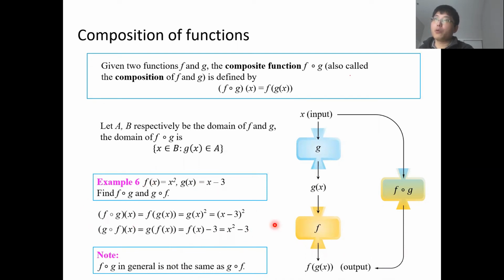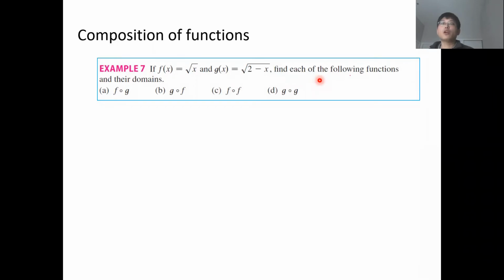Please make sure you follow these rules and do not confuse f circle g with g circle f. Now let's look into some more complicated examples. If f of x equals root of x and g of x equals root of 2 minus x, we need to find each of the following functions and their domains. Okay, let's focus on A first.